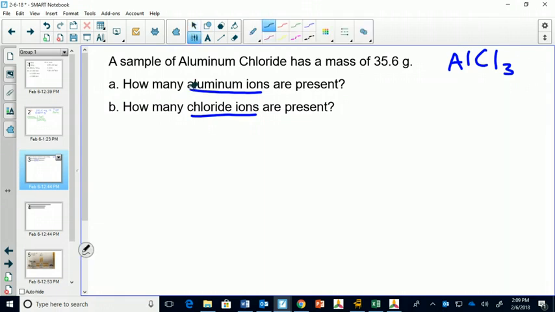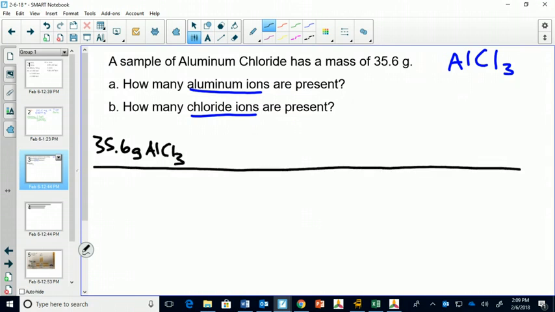Are you ready? Here comes our biggest skeleton to date. We cool? 35.6 grams of AlCl3. That's what we're starting with. Can I go from grams to ions? Is there one conversion to make that change? There's not. So if I can't make it in one conversion, I have to first go to moles.